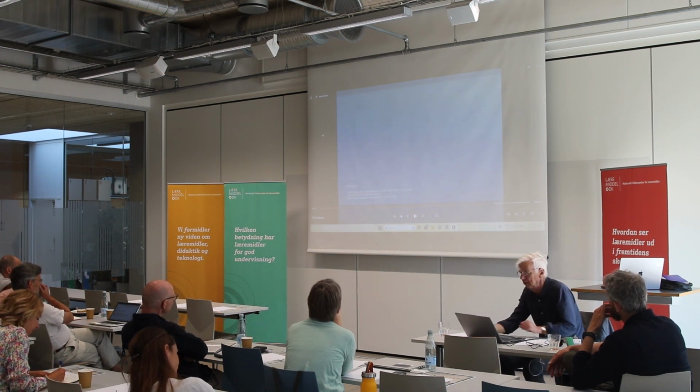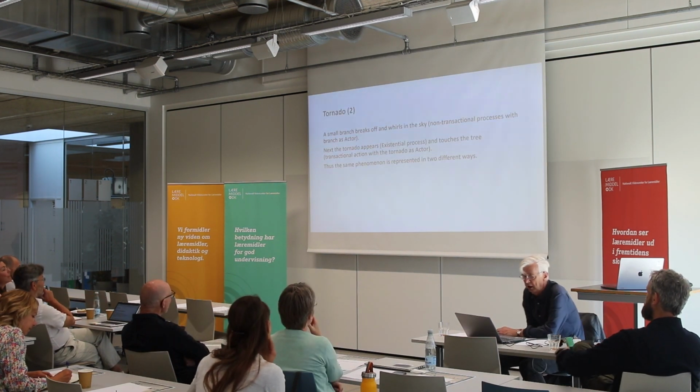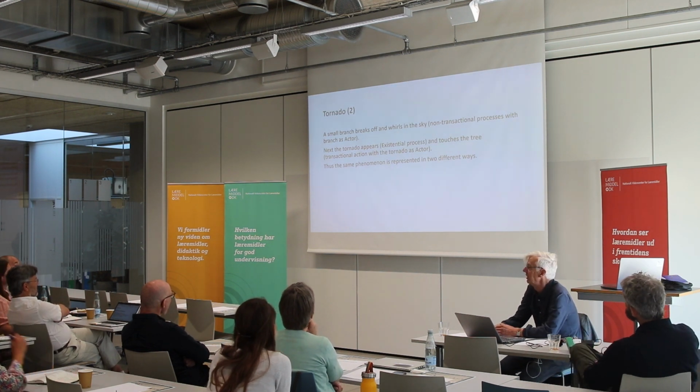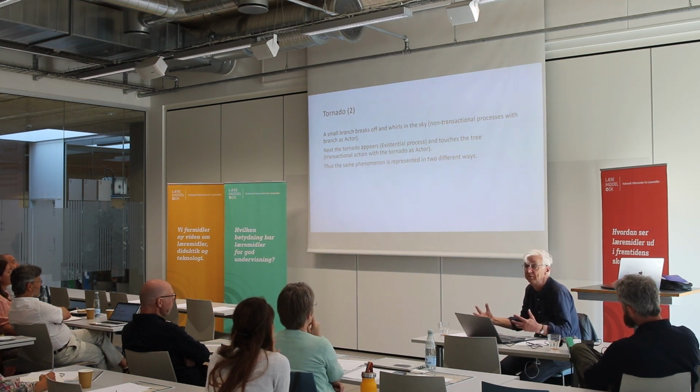Okay, that was the tornado. So that was my summary. What do we see? A small branch breaks off and whirls in the sky, a non-transactional process in my terms, with branches acting. Next, the tornado appears suddenly out of nowhere.